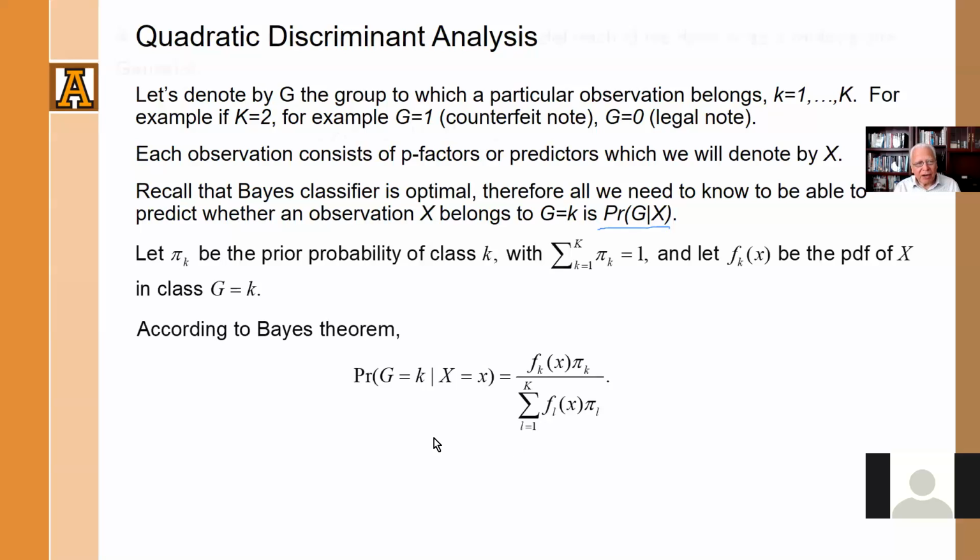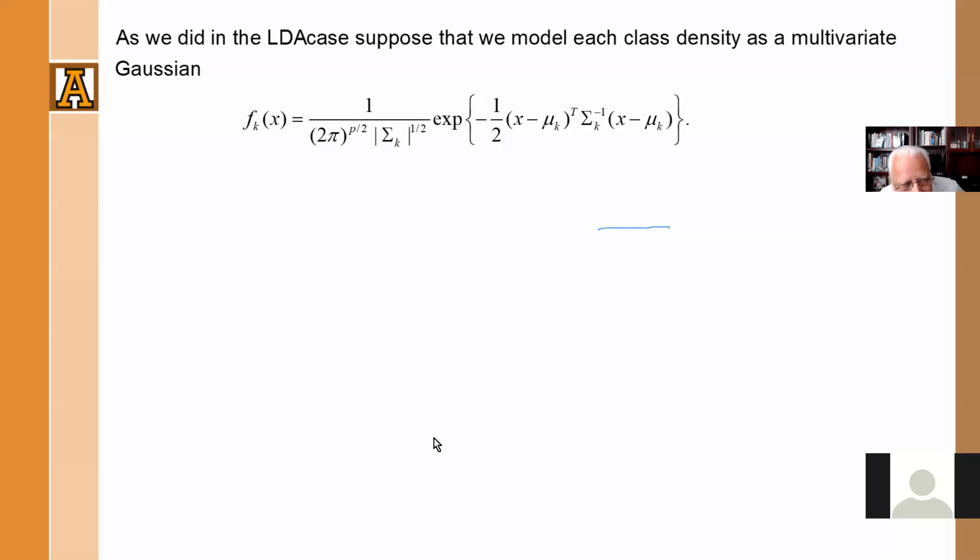Now, as we did in the linear discriminant case, let's suppose that we model each class density as a multivariate Gaussian distribution, so that the kth density, the kth PDF, is given by this expression here, which is the p-variate normal distribution, with sigma being the variance covariance matrix and mu sub k being the mean vector for that kth group.